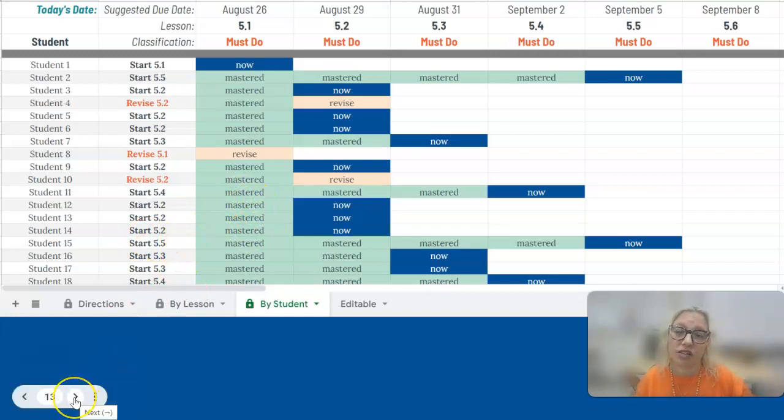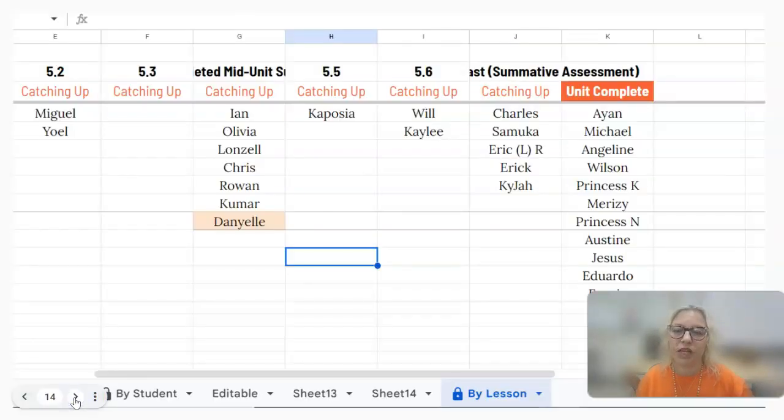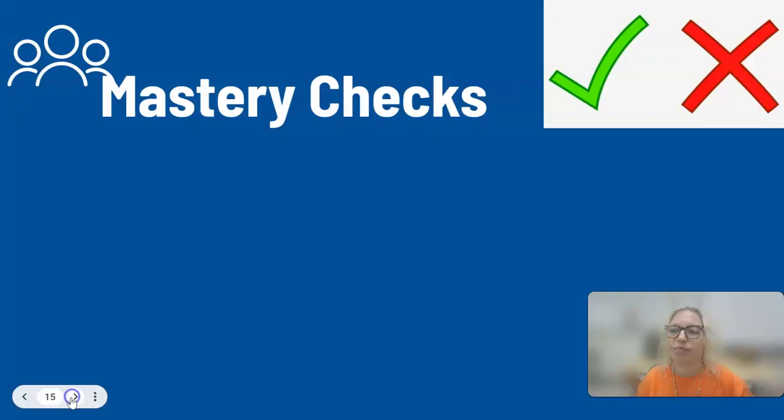It's also the first thing you'll see on our Schoology page. Here's another way to look at the pacing tracker, and this is by lesson. So you can see if you're on 5.6, these are the people who are also on 5.6. Talk to them if you need help.